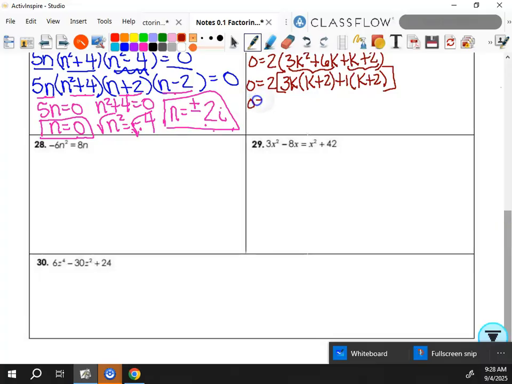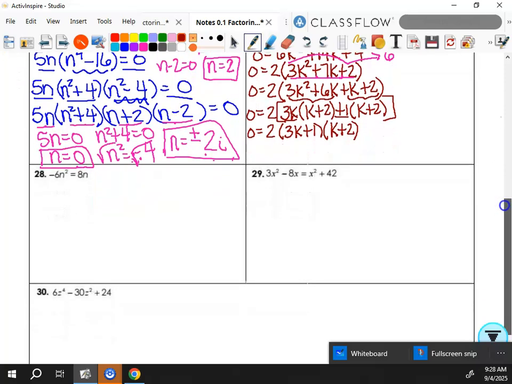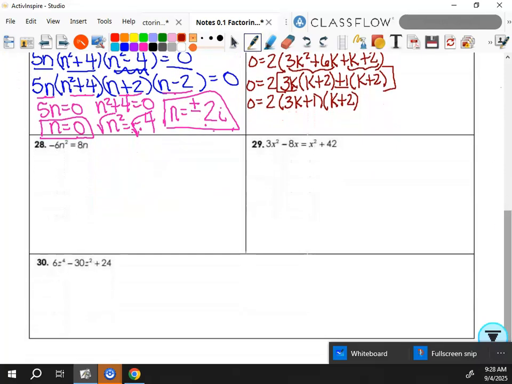This will give me 0 equals 2 times 3k plus 1 times k plus 2. And I have it completely factored. Now, this was a second degree polynomial. It's a quadratic. So how many total zeros, real and imaginary, am I going to have? 2. So do I get a zero from this guy? No. There's no variable on it. If that was 2k, then I would have a k equals 0. We can't forget that either. But that's just a 2. He ain't helping me.